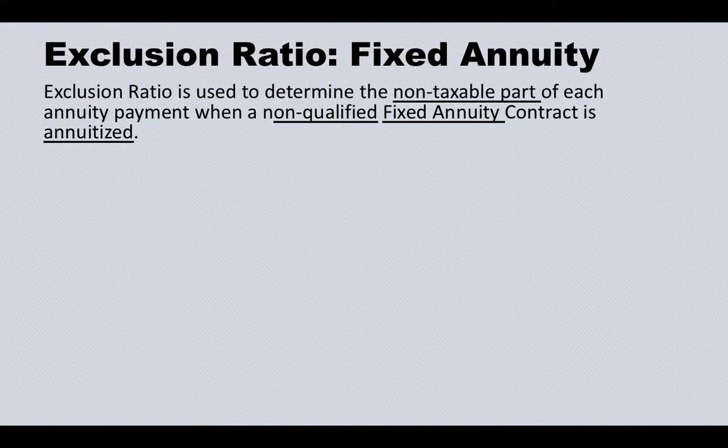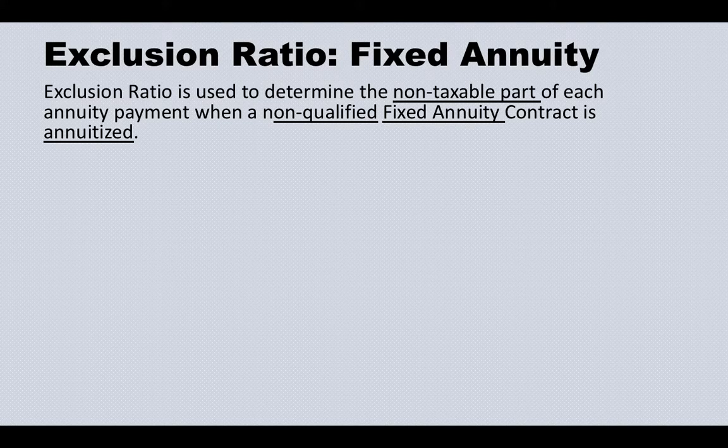Then we specify it is a fixed annuity, because this exclusion ratio is only for fixed annuity. For variable annuity, you find the excluded amount rather than a ratio. So I'm going to talk about the variable annuity excluded amount later in a different video.